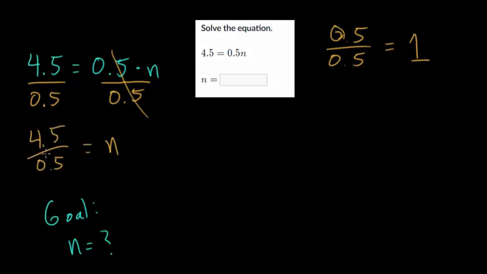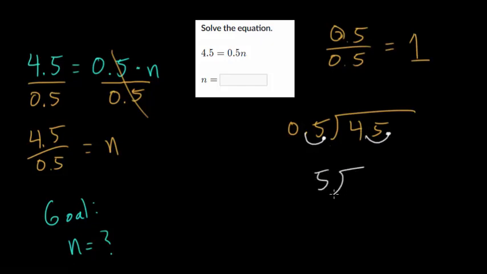Now, you can use a calculator for this, or you can do the long division by hand. Let's do that. So 0.5 goes into 4.5. Remember, when you're dealing with decimals, you want to get the number on the outside to be a whole number. So we're going to move this decimal place over 1, which means we have to move this decimal place over 1. So really, this just becomes 5 goes into 45 how many times? And that answer would be 9. So in this case, n would be 9.